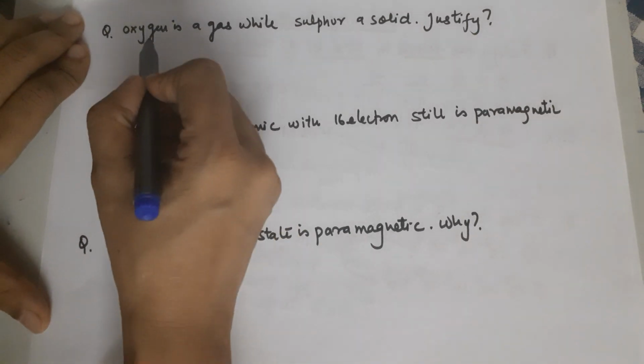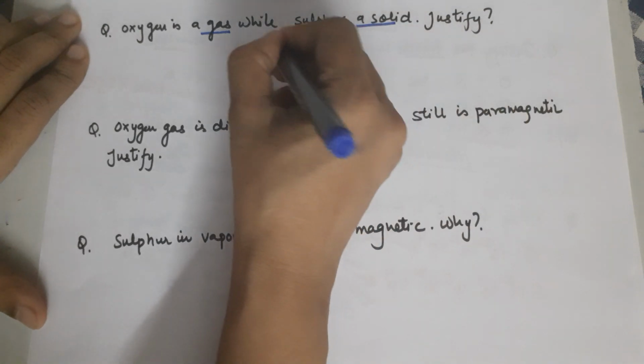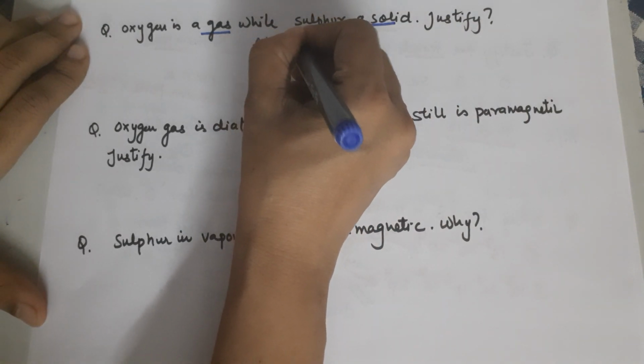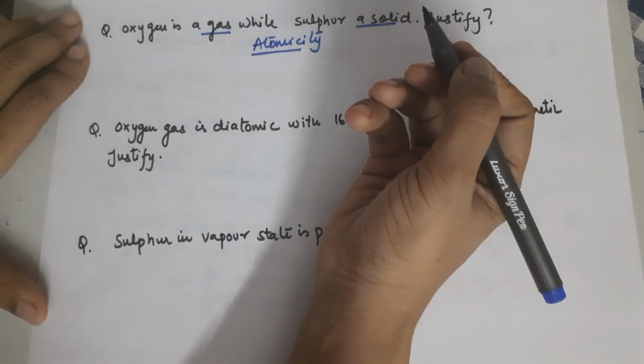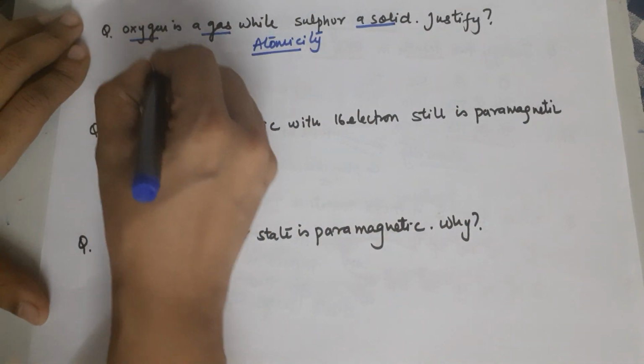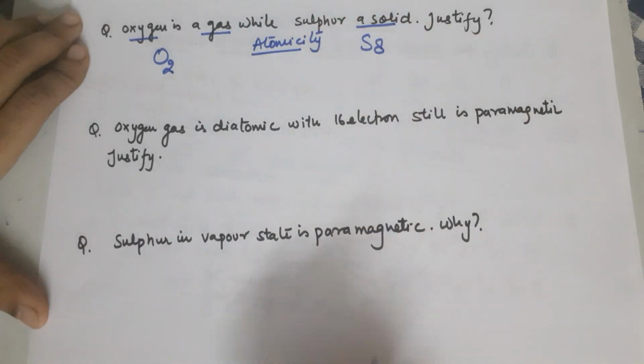Coming to the next, oxygen is a gas while sulfur is a solid. Now first you need to talk about their atomicity. What do you mean by atomicity? The number of atoms in the molecule, which means in case of oxygen you know it is O2, and in case of sulfur it is S8.